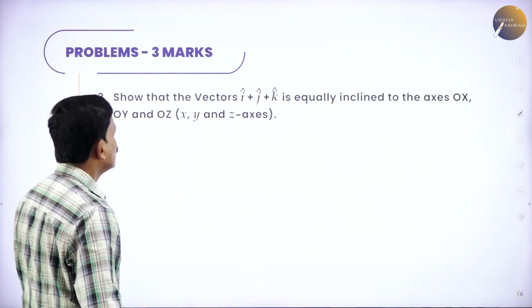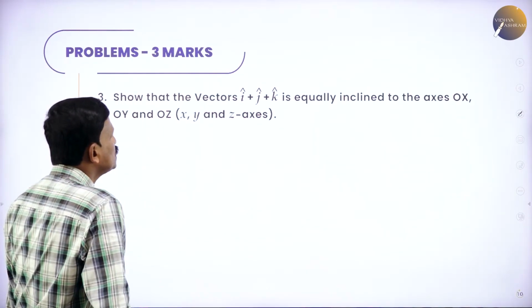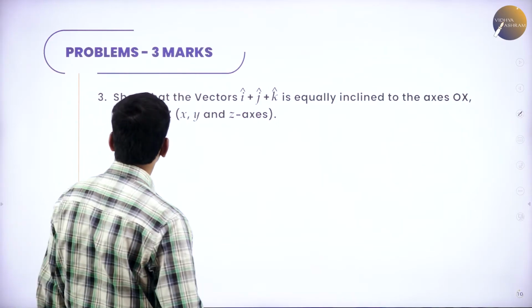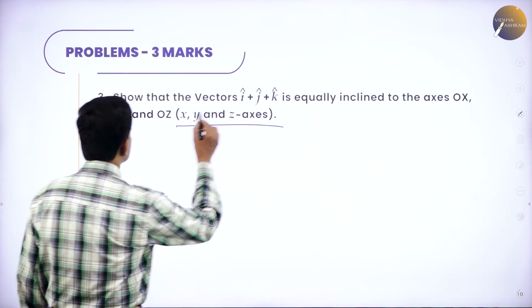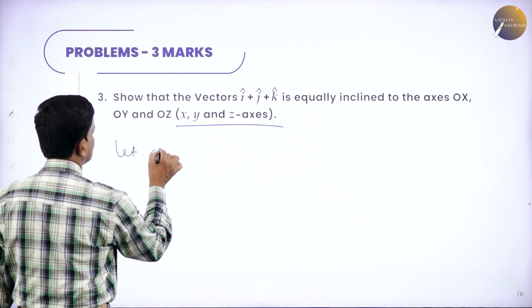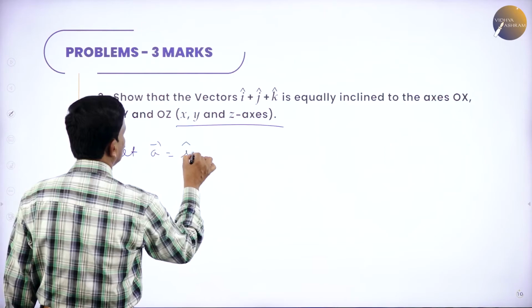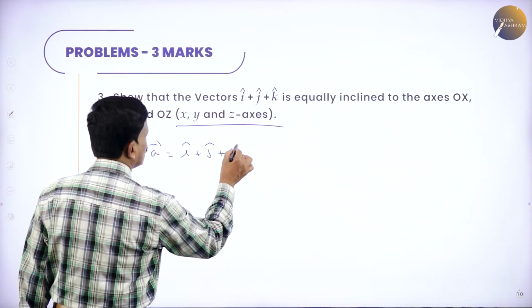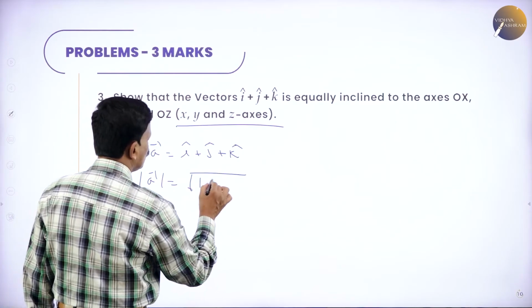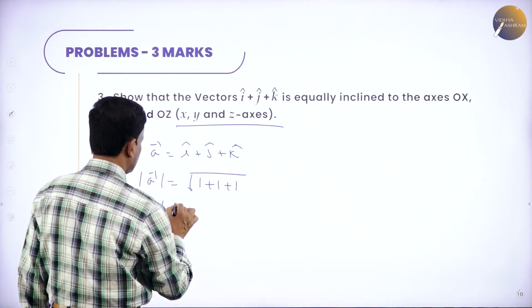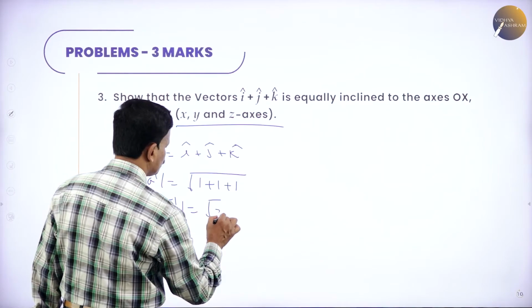Show that the vector i plus j plus k is equally inclined to the axes OX, OY, OZ, that means the x axis, y axis and z axis. What is the given vector? Let us consider the vector A is equal to i plus j plus k. Now find out the length of vector A. Length of vector A is root of 1 plus 1 plus 1, so the length of A is equal to root 3.